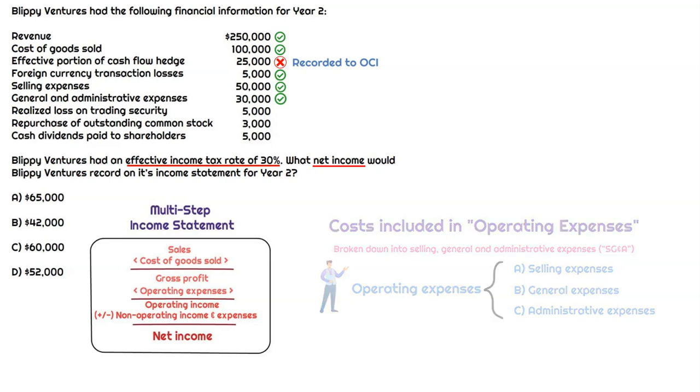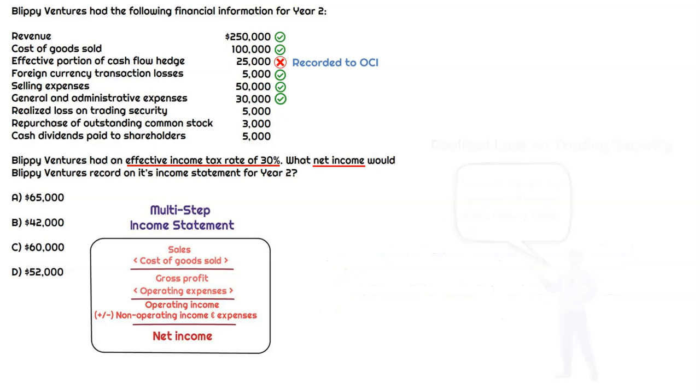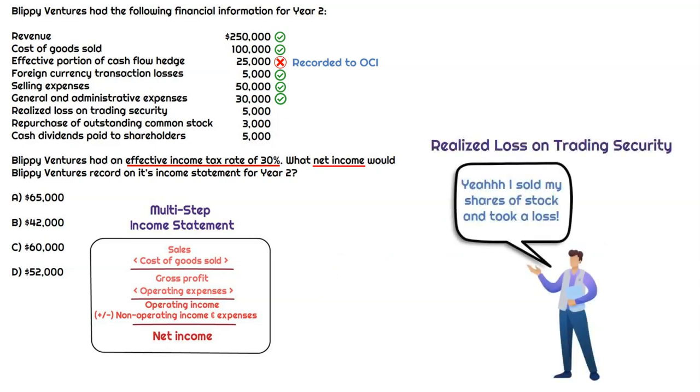How about a realized loss on a trading security? So we'll get into trading securities more later on in FAR, but what we need to understand about a realized loss is that we have actually sold the security. And those realized losses, those are recorded directly into the income statement, especially since it's been sold. So that $5,000 will be included in our calculation of net income.